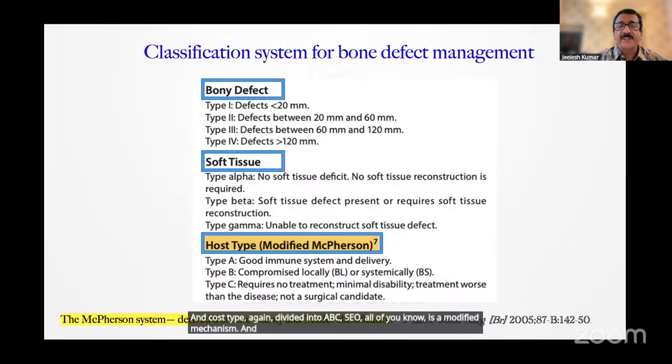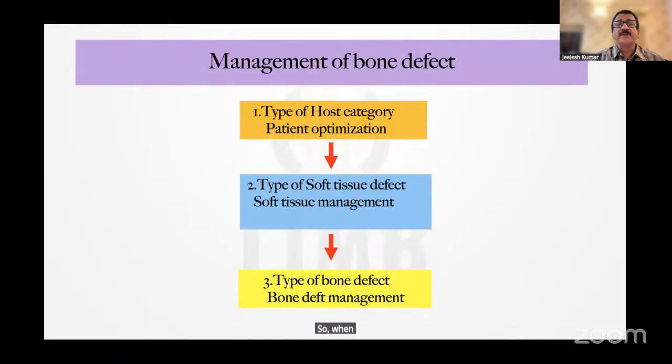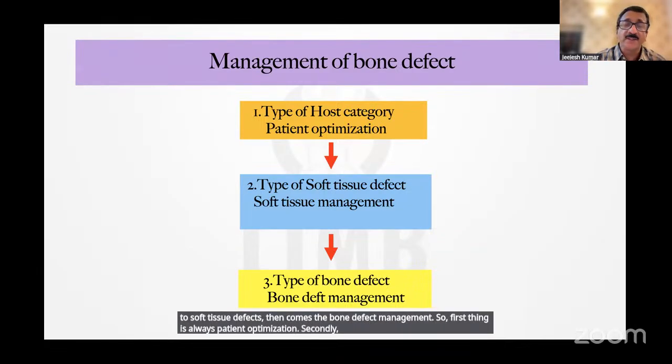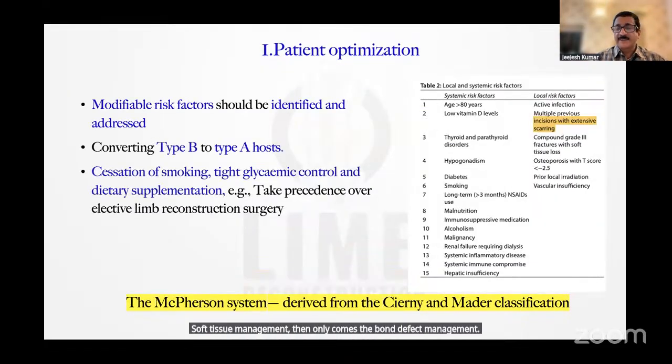Type A means good immune system and delivery, type B means compromised locally and systemically, and type C means immunocompromised. So when you come to the management of the bone defect, it has to start from patient optimization, then soft tissue defect, then comes the bone defect management. So first thing is always patient optimization, second is soft tissue management, then only comes the bone defect management. So we'll discuss each one separately.